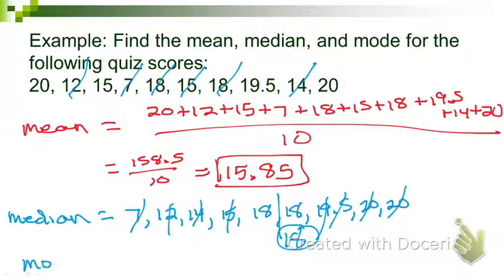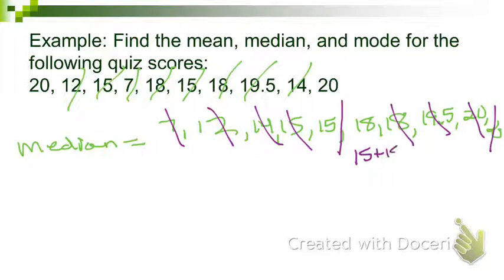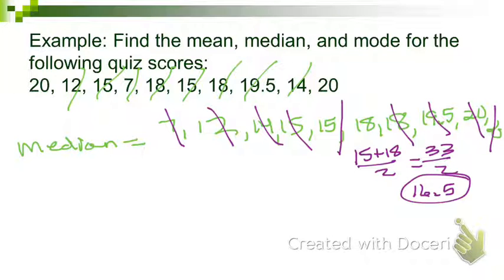The mode, oh, I forgot another 15. Let me fix that. All right, so I'm redoing the median, and I've had to rewrite it several times because I left a number off. So, okay, first and last, second and second to the last, and then so on. And so I end up between the 15 and the 18. So if I add those and divide by 2, that would be 33 divided by 2. So you end up with 16.5. So that would be the middle score. So it's like you take a little average there.